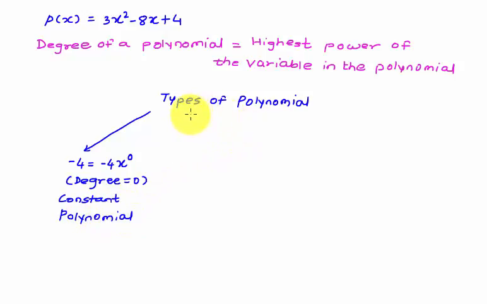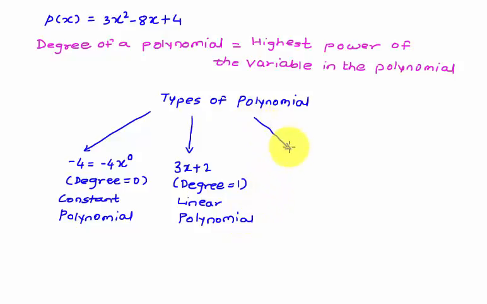Now let's take the second polynomial, 3x plus 2. Now this polynomial has two terms, 3x and 2. Here 3x has power 1 and the term 2 has power 0. Hence the degree of this polynomial is 1. It is called a linear polynomial. So this is the case of linear polynomial.